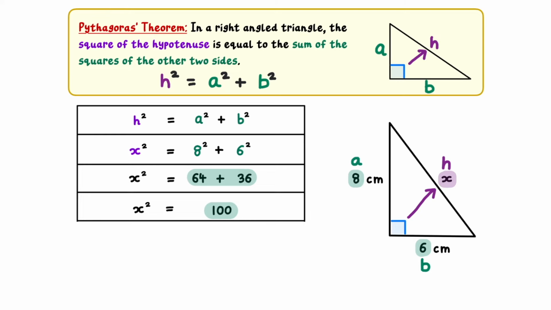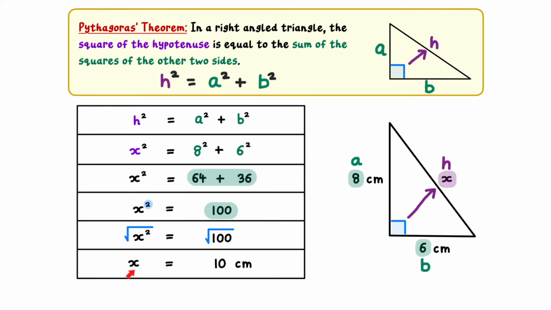To find the value of x, we must remove the squared operation. We do this by taking the square root of both sides of the equation. The square root of x squared is just x, and the square root of 100 is 10. So our final answer is that x equals 10 centimeters.